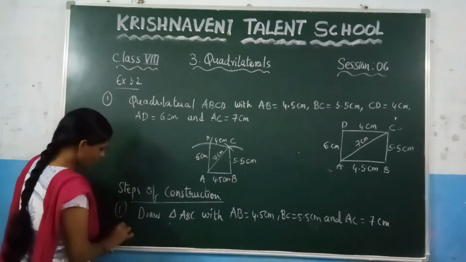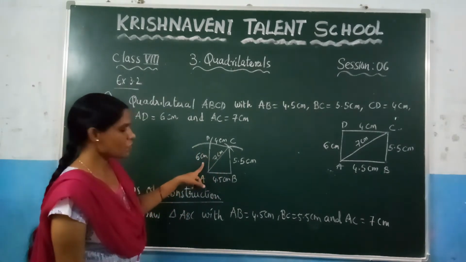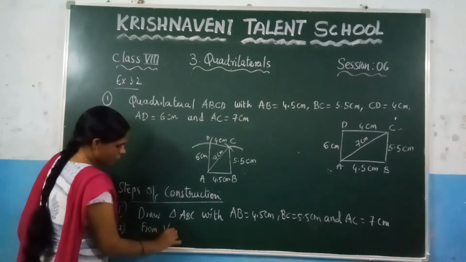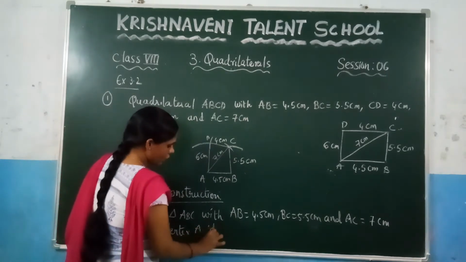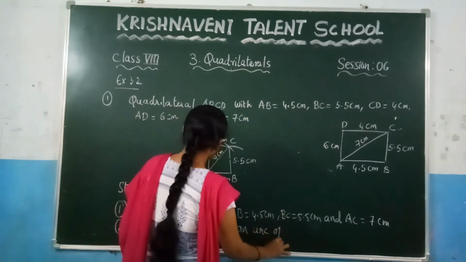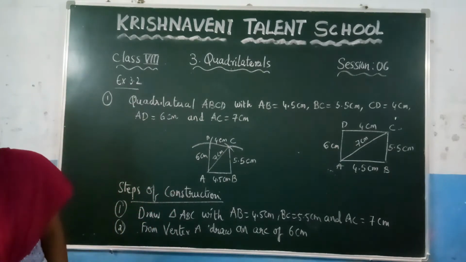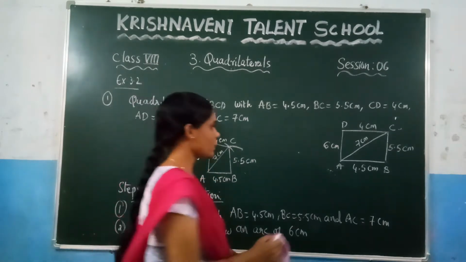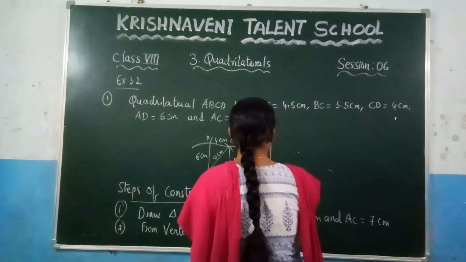So, and after that, what is the second point? From vertex A, make an arc of 6 centimeters. So, write it here. From vertex A, draw an arc of 6 centimeters. So, again, what is our next step? From vertex C, draw an arc of 4 centimeters. So, write it here, the third step.